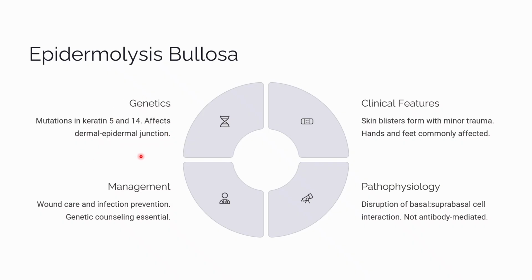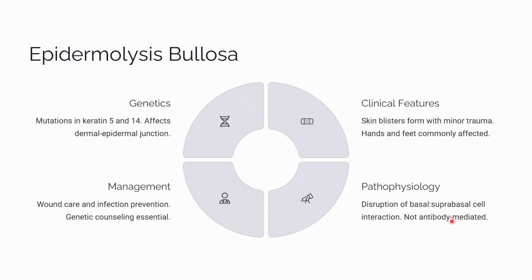So as is obvious, there are going to be skin blisters with minor trauma. Why? Because even with minor trauma, the superficial layers are not on a stable basement. Therefore, even with minor trauma there are skin blisters, and the hands and feet are affected. The basal-suprabasal cell interaction is disrupted. This is the pathophysiology, but it is not antibody mediated.